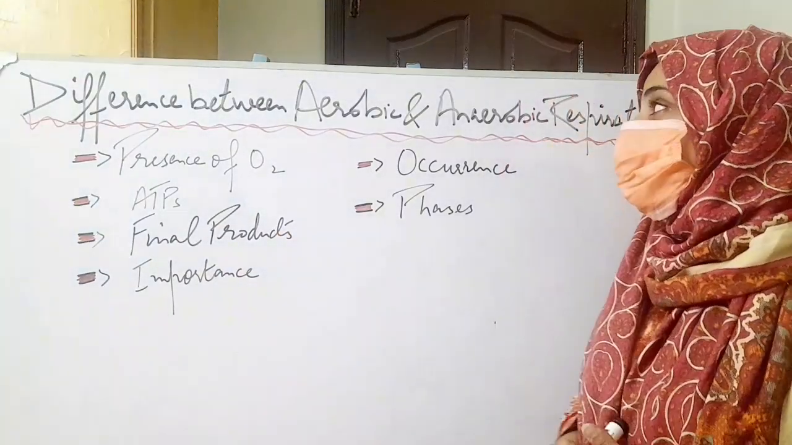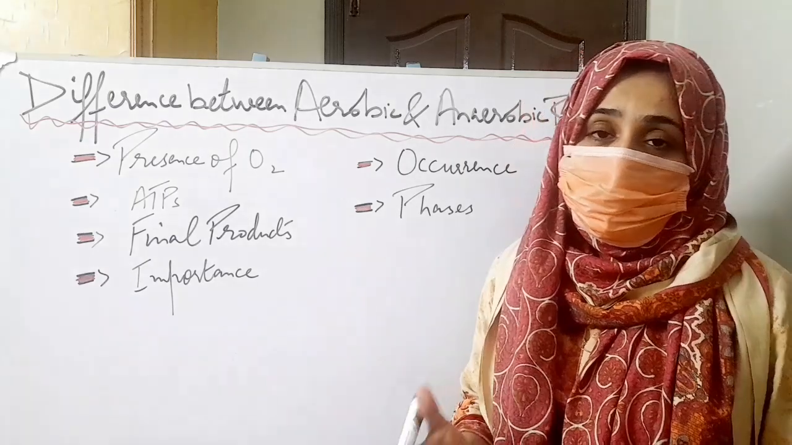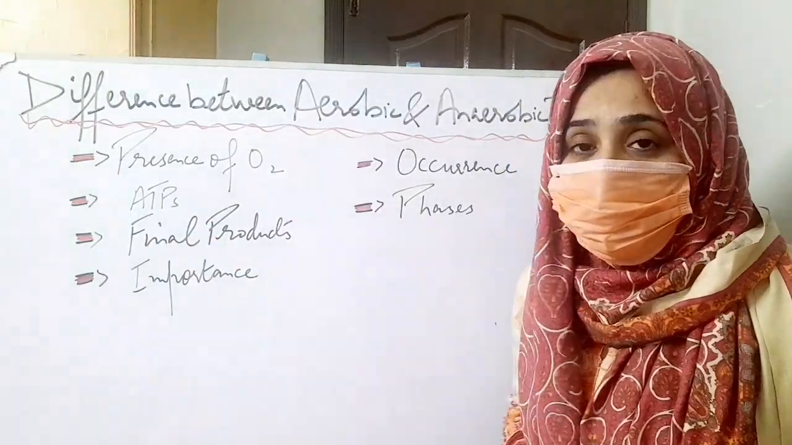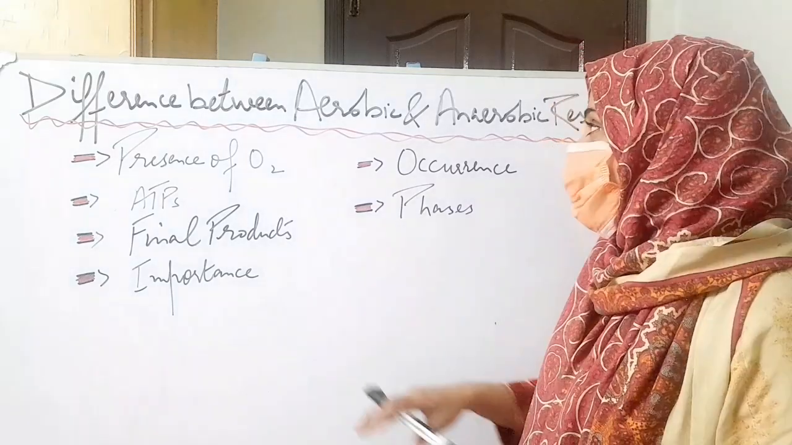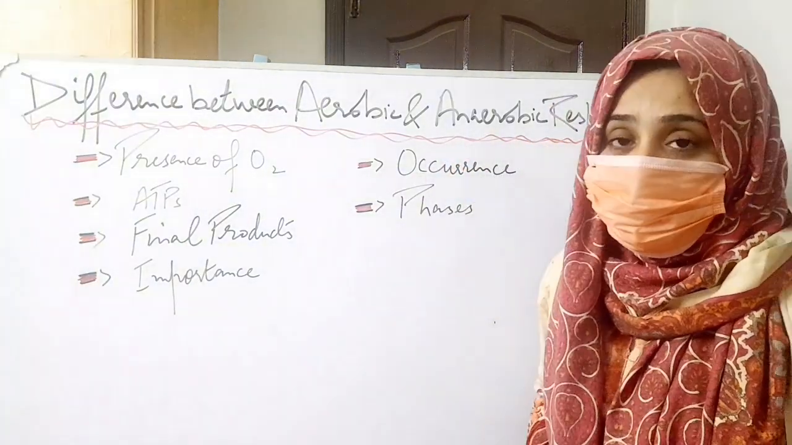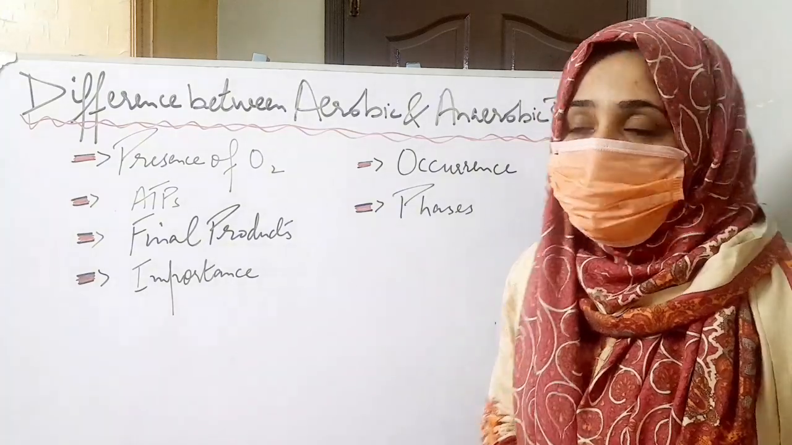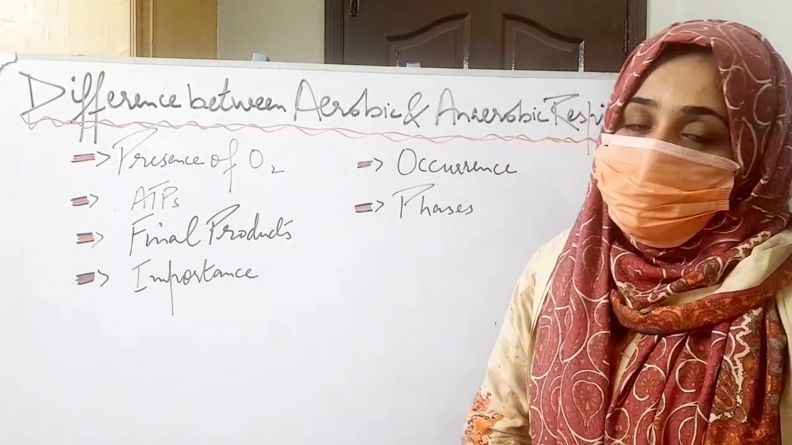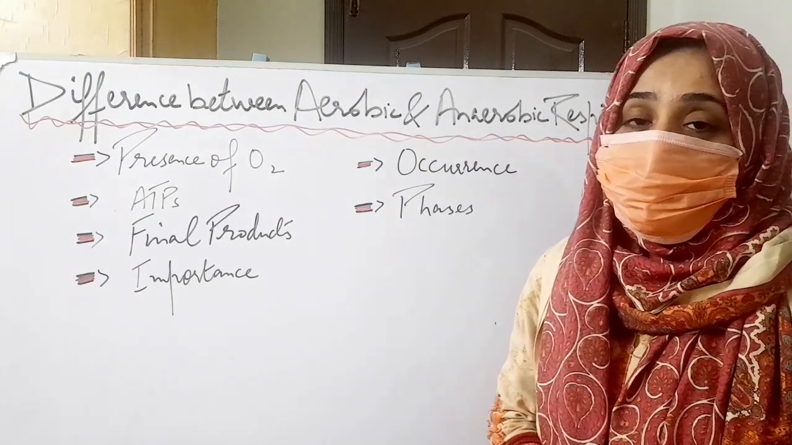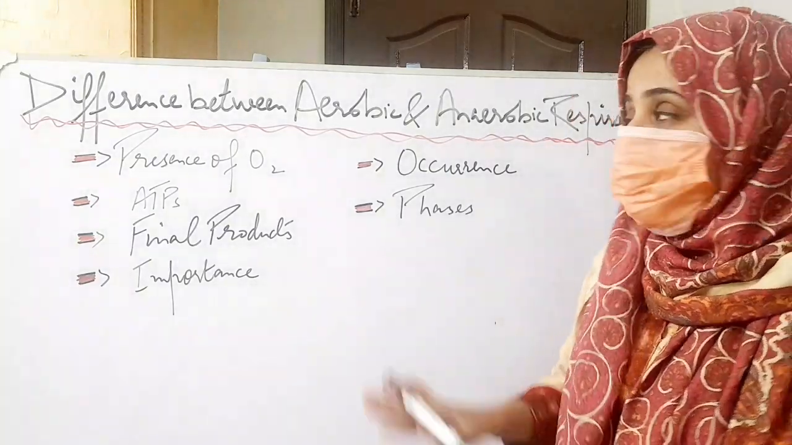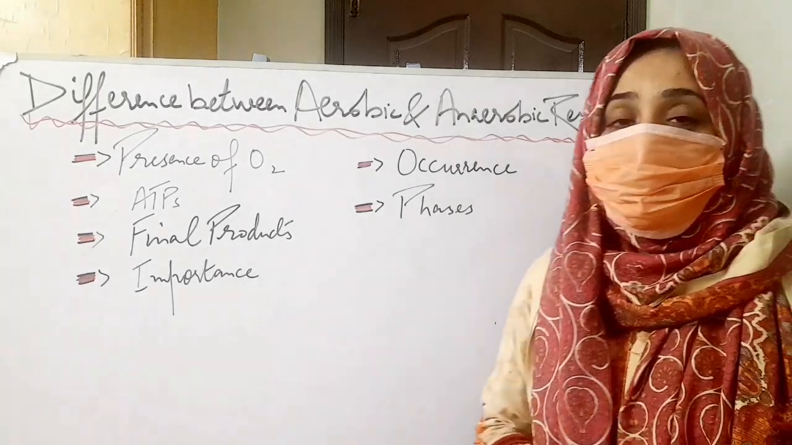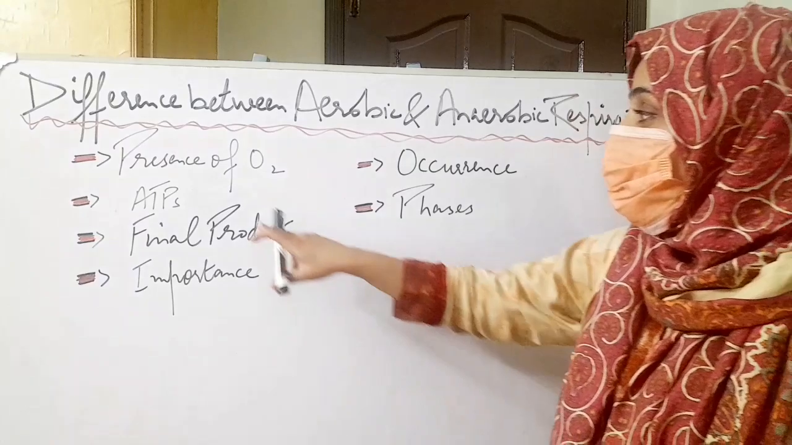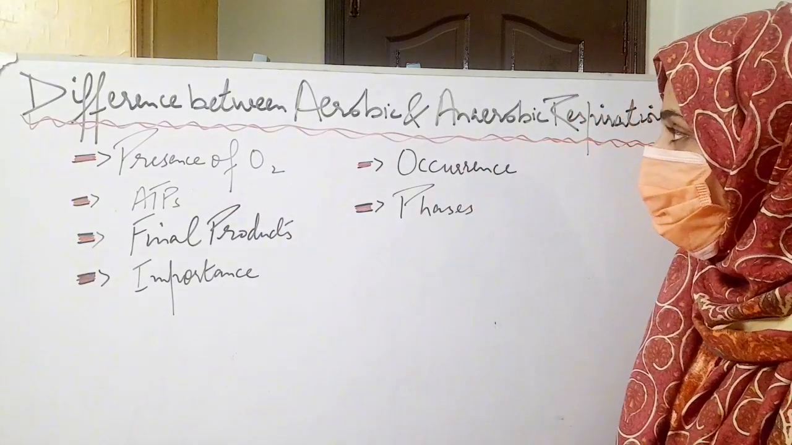The second difference between the both is the production of ATPs. As we know that energy is produced during respiration in the form of ATPs, and the net gain of aerobic respiration is 38 ATPs, whereas the net gain of anaerobic respiration is only 2 ATPs. As only glycolysis takes place in anaerobic respiration, whereas Krebs cycle and electron transport chain are missing in anaerobic respiration. So the net production of energy is only 2 ATPs in anaerobic respiration.